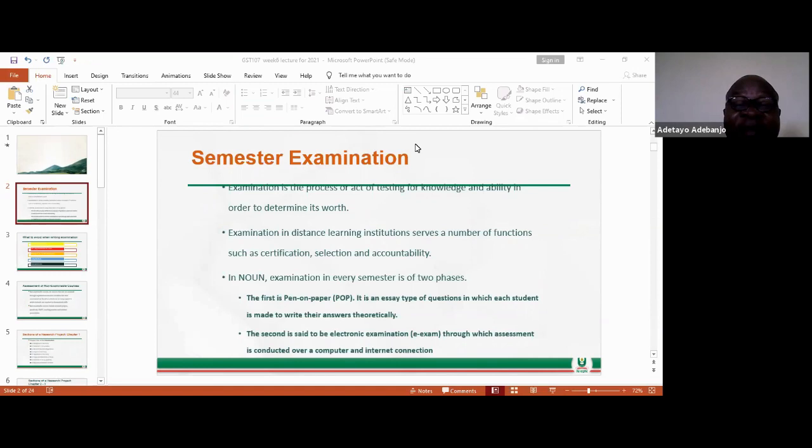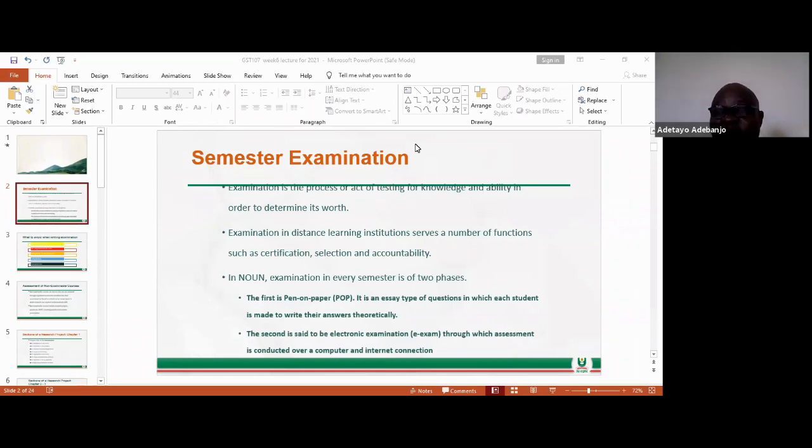In a semester, what is examination first? Let me start from there. When we say examination, this is a process at which we test the knowledge and ability of students. When you subject someone to examination, we are trying to test your ability to know what you have acquired in order to determine where to place you. So you can see where evaluation is coming from. And assessment, like I said, is a continuous process.